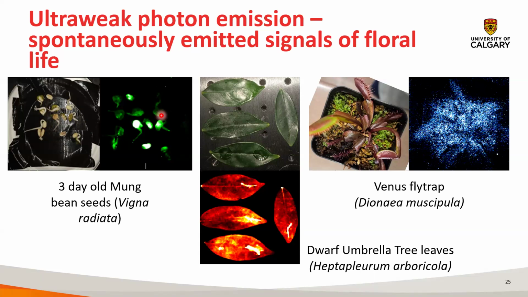And then we move on to the leaves. We have these dwarf umbrella tree leaves that are incredibly resilient. Even after you pluck them from the stem, they last about 2 weeks, and we can get reliable signals from them. So they are what we base most of our imaging on early on.